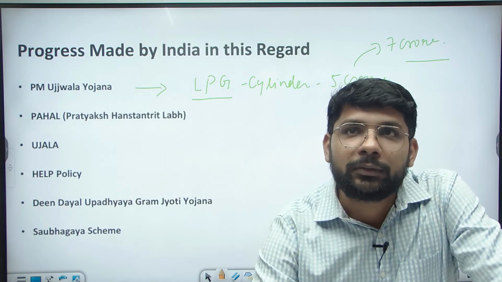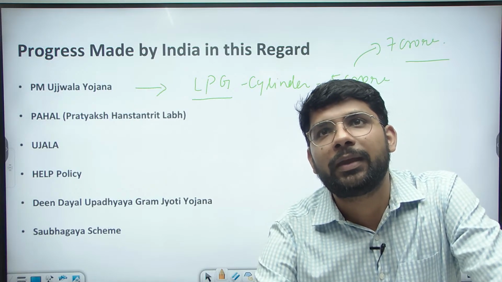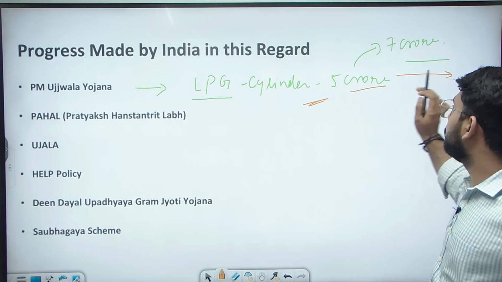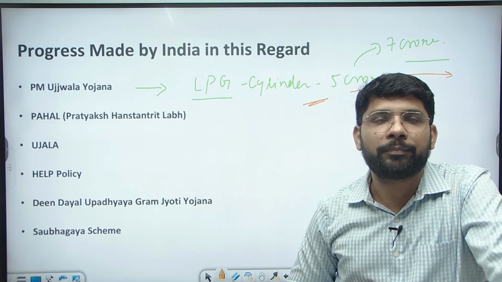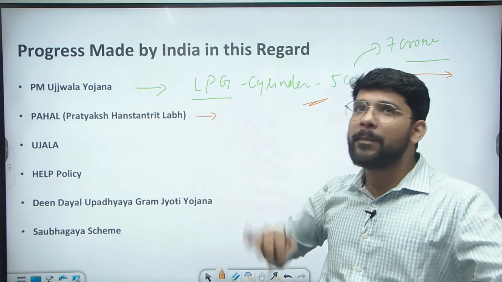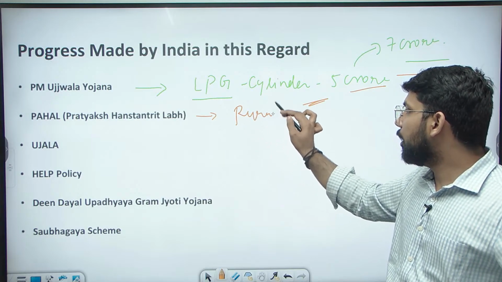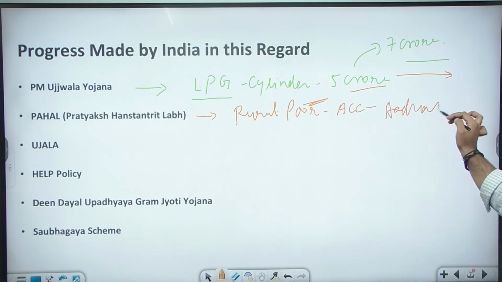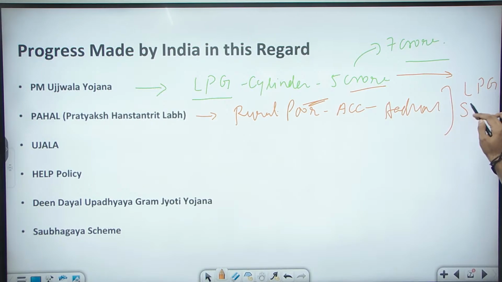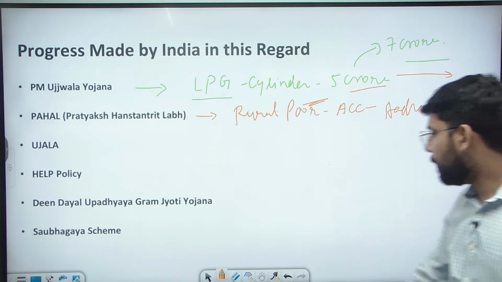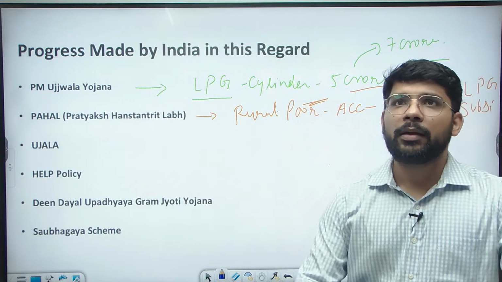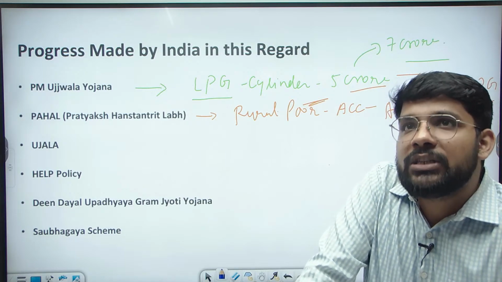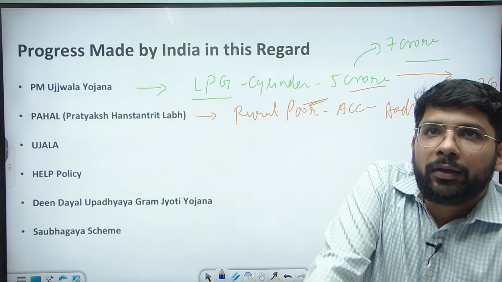How? Because initially people in rural areas were using wood for cooking. Now, through the PM Ujjwala Yojana, the government has moved toward sustainable energy. Then there is the Pahal scheme, under which the government linked the accounts of the rural poor with Aadhaar to provide them the LPG subsidy. So this was one of the initiatives by the government of India for SDG 7, for energy specifically.